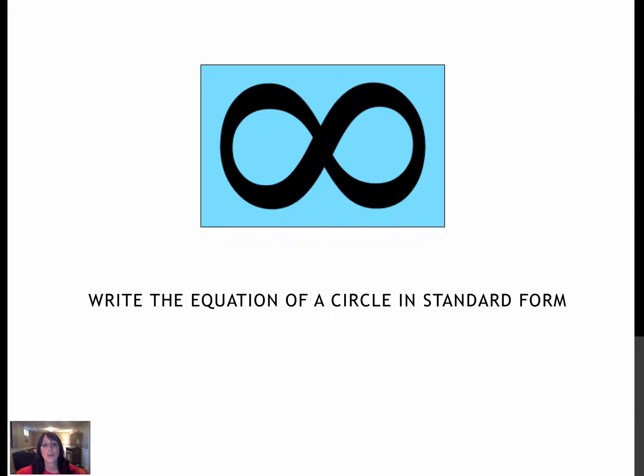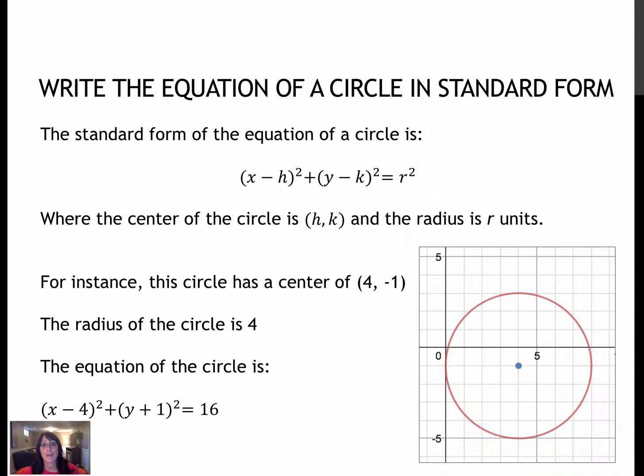In this lesson, we will write the equation of a circle in standard form. So this may be your first time ever with graphing circles, but the standard form of the equation looks like this: (x − h)² + (y − k)² = r². It's actually a very, very useful equation, because the h and the k values are the center point of the circle, and the r value is, of course, the radius.